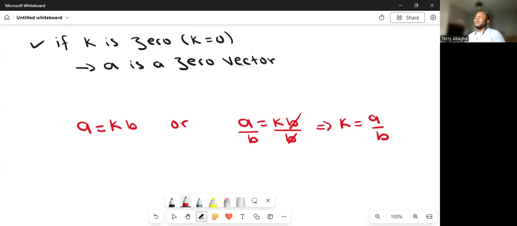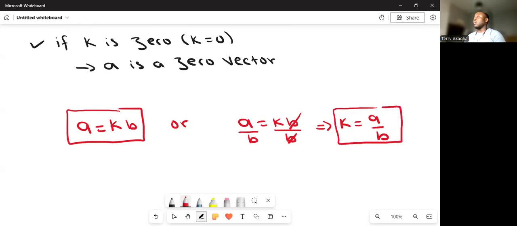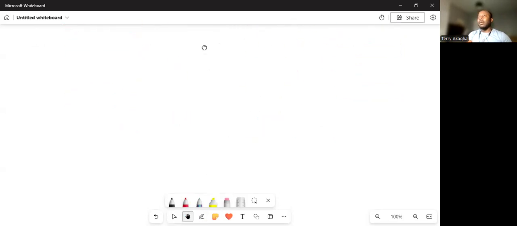So if they are parallel, you can have it this way, or if you want to, you can have it this way. And that is it. If you can get the value for K, and you see that the K is the same for both A and B, then you can say the two vectors are parallel. All right, so let me pick a quick example just to explain to you.